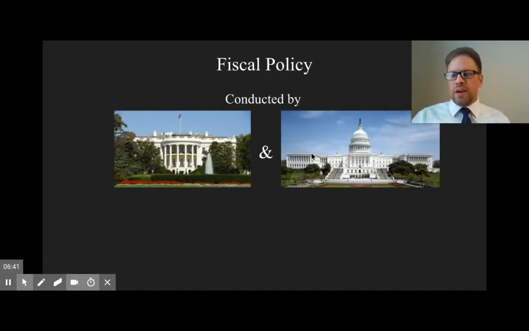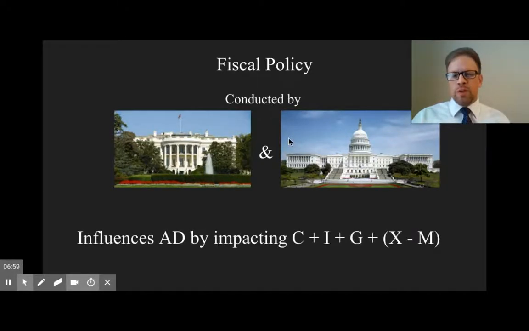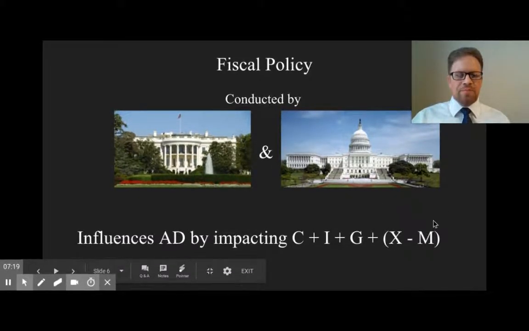Now, local and state governments can actually use fiscal policy also, yet their tools are going to be slightly different than the ones we're talking about here. But again, we're going to be focusing on the federal fiscal policy. Now, fiscal policy influences aggregate demand by trying to impact things like consumption, meaning how much people spend, investment, government spending itself, and also net exports, possibly doing things to affect the products we get from other countries or the products that we produce for other countries.